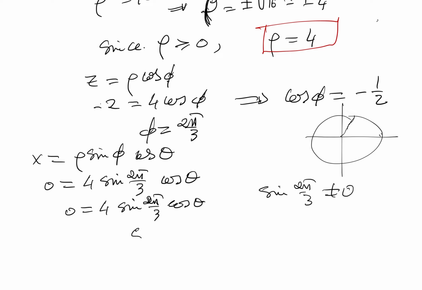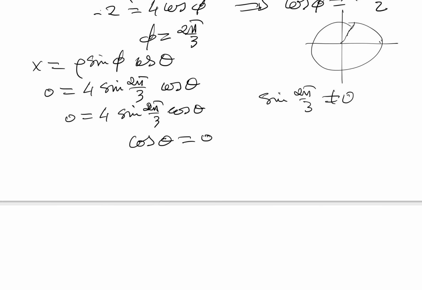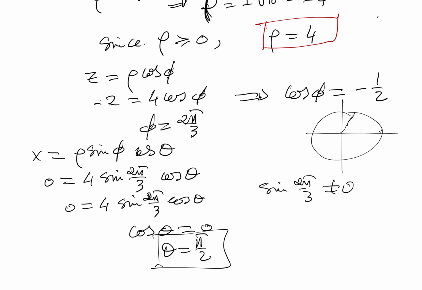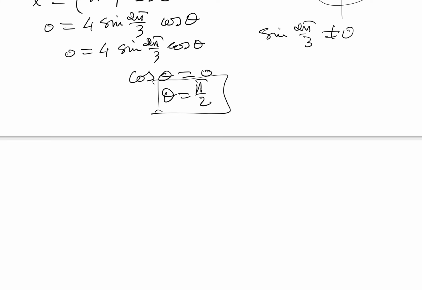And then for the cosine, you don't have to know the number, but cosine of theta has to be equal to 0. So what does it mean? You can have theta is equal to pi over 2. You have this one, and you have the rho.